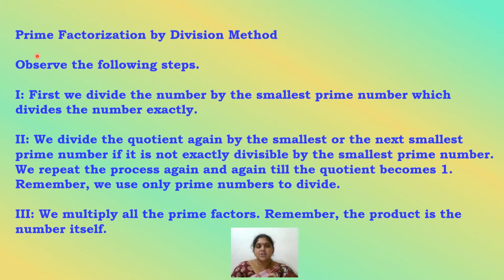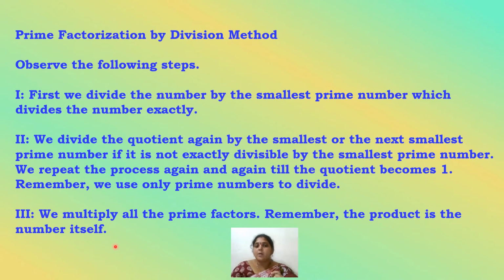Now, prime factorization by division method. Observe the following steps now. First, we divide the number by the smallest prime number which divides the number exactly. We divide the quotient again by the smallest or the next smallest prime number if it is not exactly divisible by the smallest prime number. We repeat the process again and again till the quotient becomes 1. Remember, we use only prime numbers to divide.